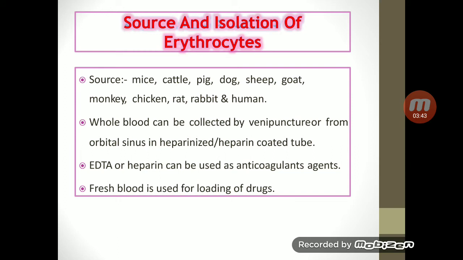So where can we obtain these erythrocytes from? We can obtain them from various animals like mice, cattle, pig, dog, sheep, goat, monkey, chicken, etc., and including humans also. Whole blood can be collected by simple vein puncture in a heparin-coated tube. Heparin or EDTA can be used as an anticoagulating agent to stop coagulation. We have to use fresh blood for loading of drugs.